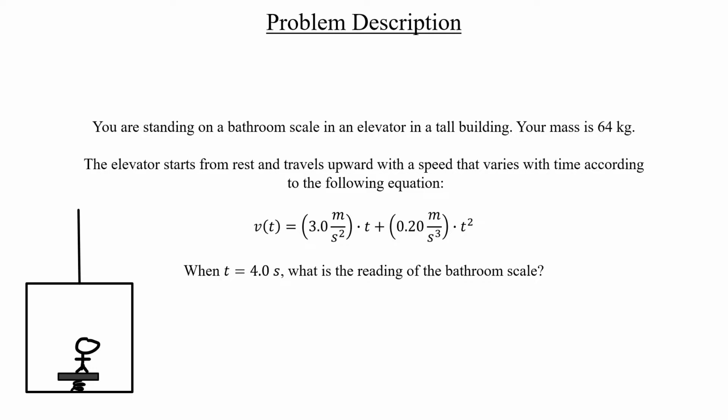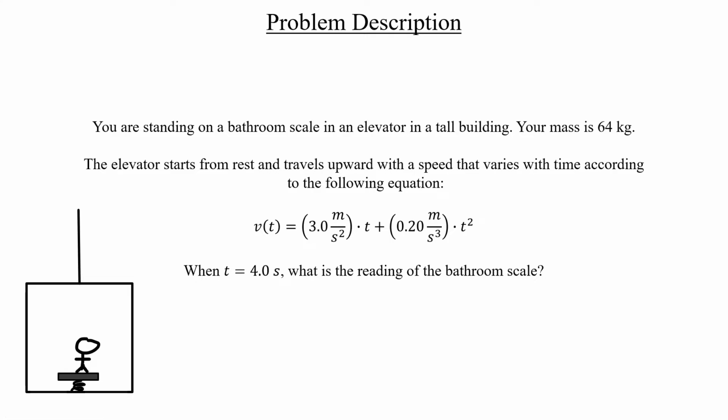It tells us that we are standing on a bathroom scale in an elevator in a tall building. Our mass is 64 kilograms. The elevator starts from rest and it travels upward with a speed that varies with time according to the following equation here. When t is equal to 4.0 seconds, we're asked, what is the reading of the bathroom scale?